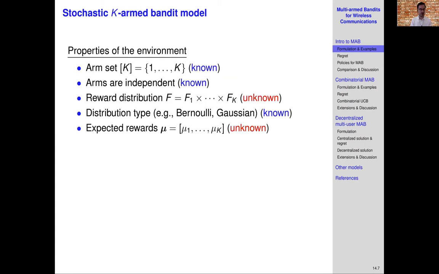So here is a formal description of the multi-arm bandit model. I will first describe properties of the bandit environment, what is known and what is not known. The learner knows the set of arms, K. The learner knows arms are independent. The learner doesn't know the reward distribution of the arms, but the learner can know the distribution type, such as arms with Bernoulli rewards or Gaussian rewards. But the learner does not know the expected rewards of the arms.